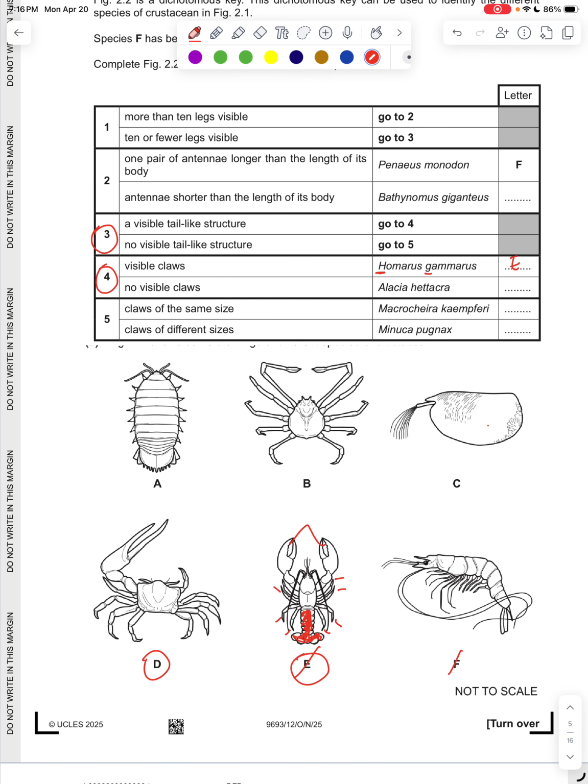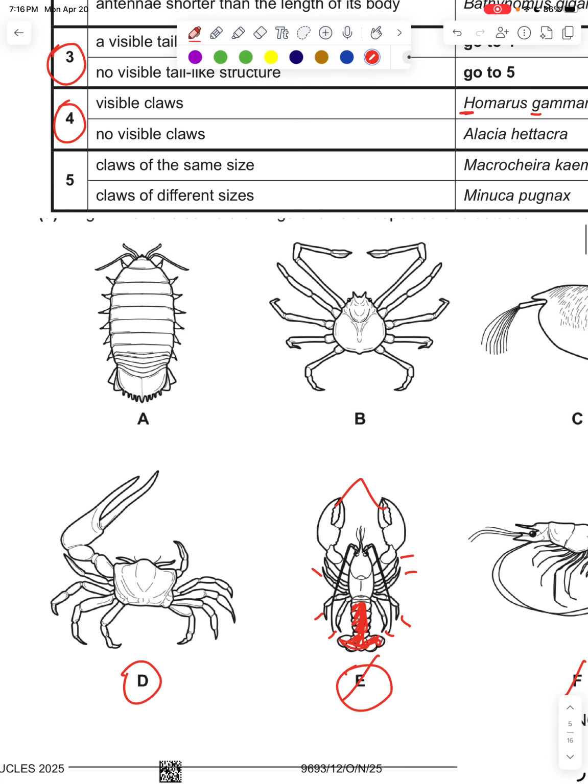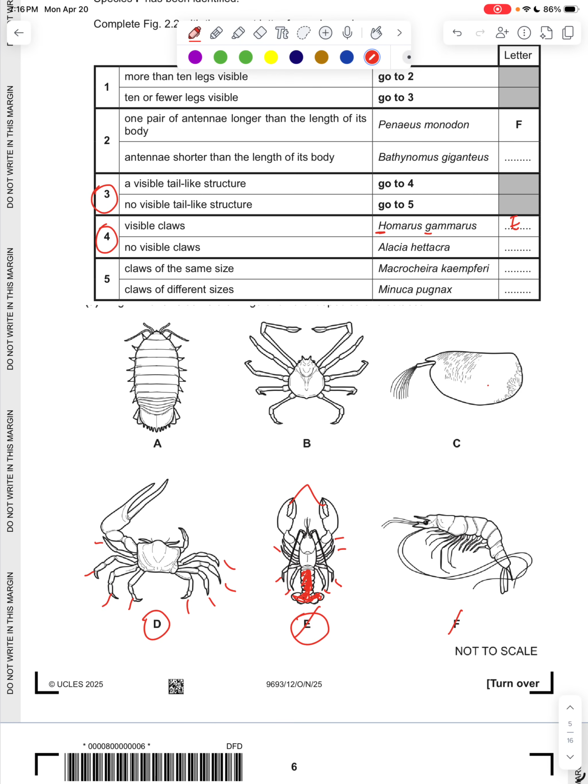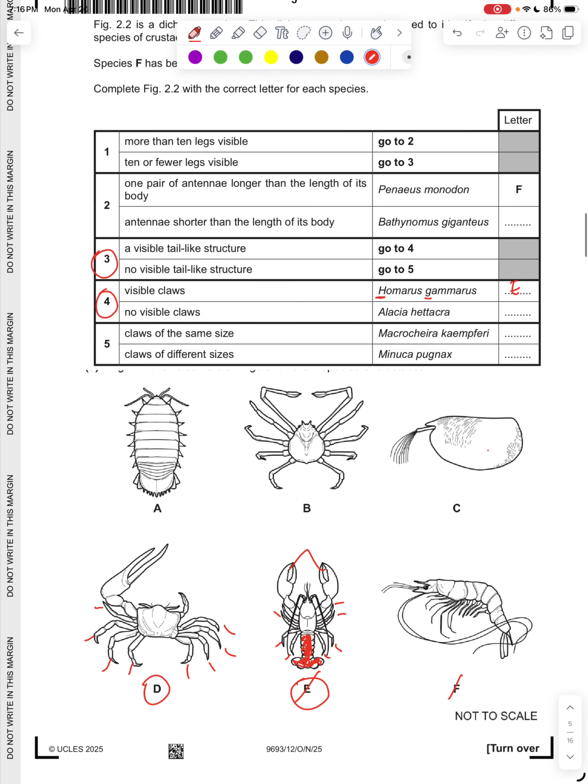And same thing, we'll go species D. So get number 1, more than 10 legs or 10 or fewer. Actually that's for eating. 1, 2, 3, 4, 5, 6, 7, 8. That is not a leg. It's not for that. 10 or fewer, we're going to go to number 3. Does it have a visible tail or no visible tail? No tail. We're going to go to 5. Claws of the same size or claws of a different size? Different size. Okay, go to D. I'm sorry, just did it.